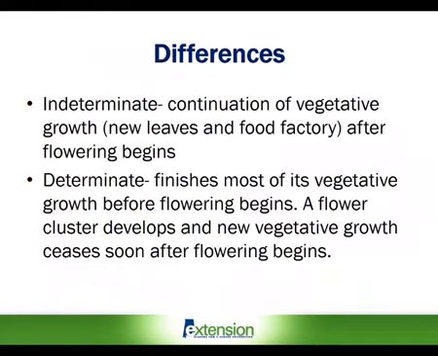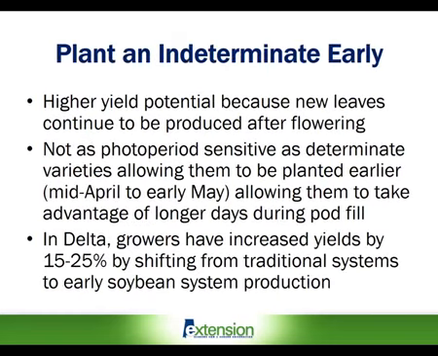The next thing we need to understand is the differences between indeterminate and determinate varieties. In North Alabama, we're going to be planting mostly indeterminate varieties. An indeterminate variety continues its vegetative growth after flowering begins. Very different from a determinate variety, since once flowering begins with a determinate variety, you're going to cease vegetative growth. This gives the indeterminate variety a much greater advantage or higher yield potential because new leaves continue to be produced after flowering.